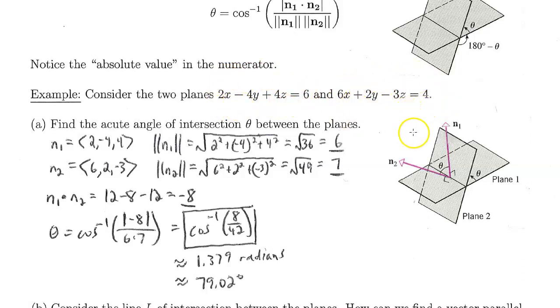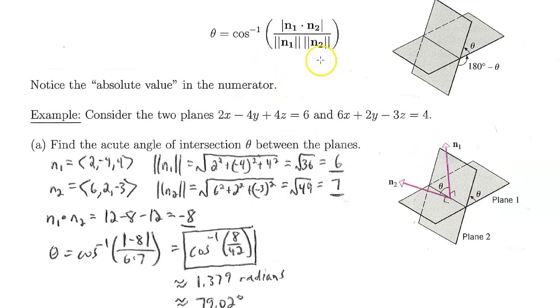How do we find the angle between these two planes? Okay, so these two planes are going to intersect at a line. How do we find the angle? Well, we're going to use this formula. We find an angle between their normal vectors.